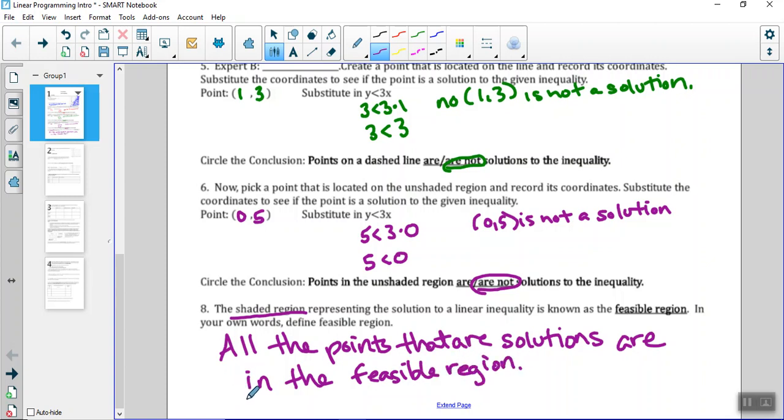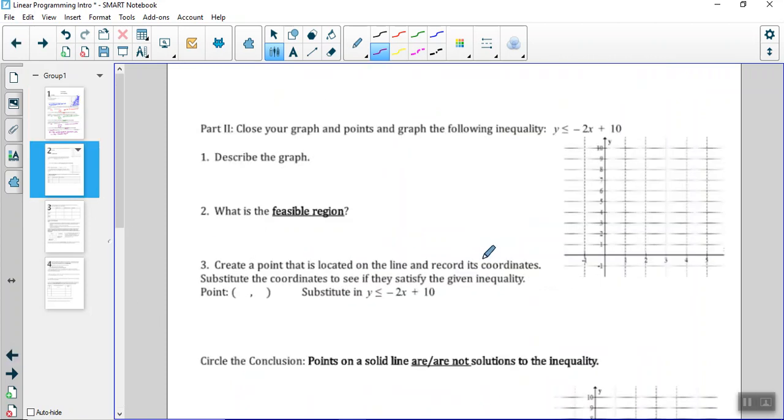Okay, so I think we're ready to turn the page. So now we have a new inequality. We have y is less than or equal to negative 2x plus 10. So the first thing you want to do is pause the video and type that into Desmos.